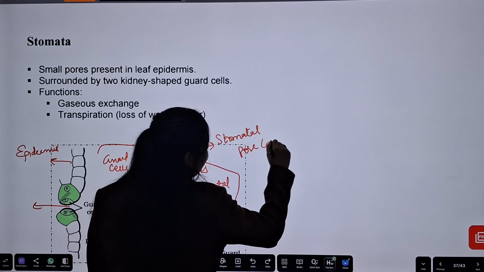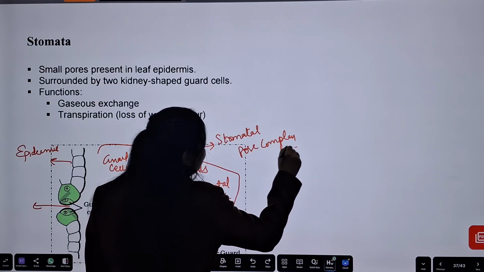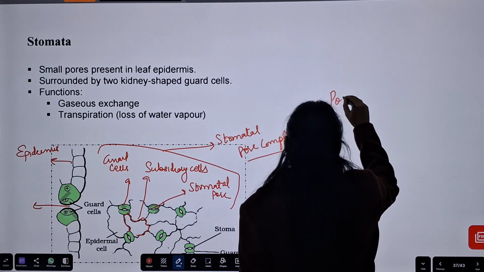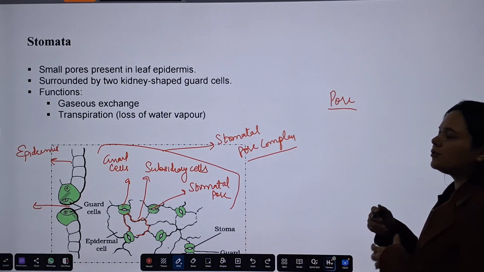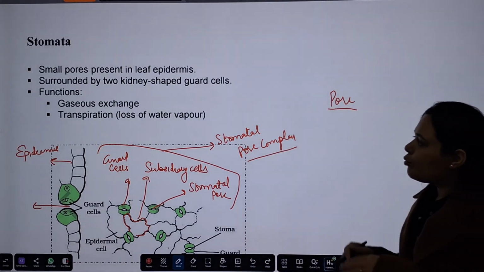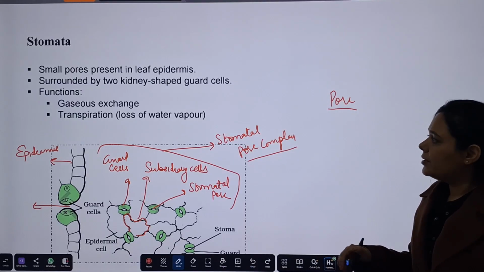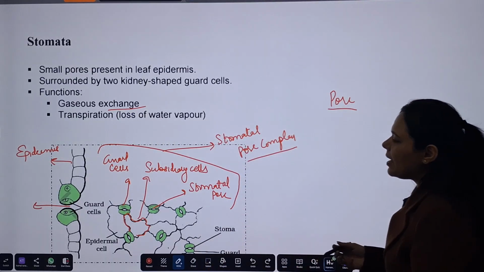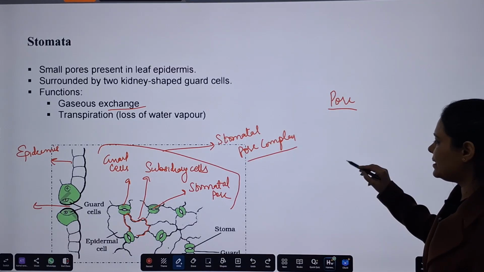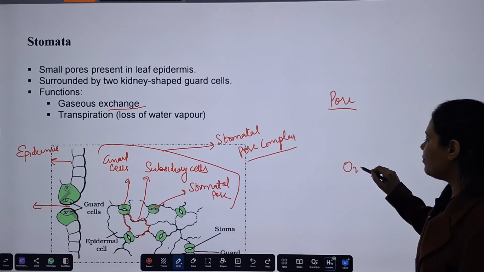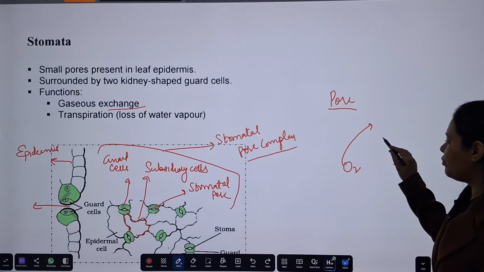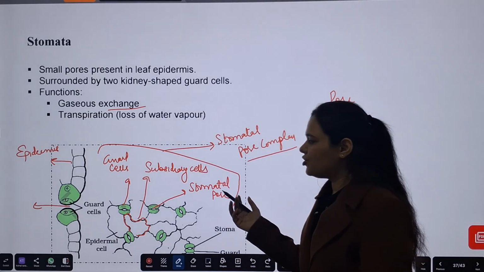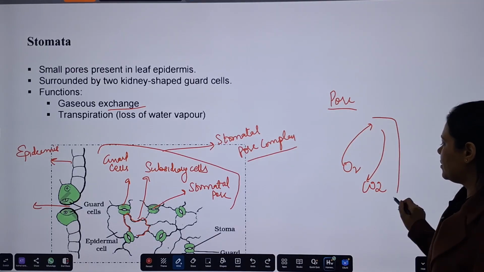SPC, stomatal pore complex. So what is the function of stomatal pore? What are the functions of stomata? These pores are present in leaf epidermis for gaseous exchange. Generally, plants have more oxygen inside, so O2 generally moves out of the stomatal pore and CO2 moves in. So for gaseous exchange, stomata are present.